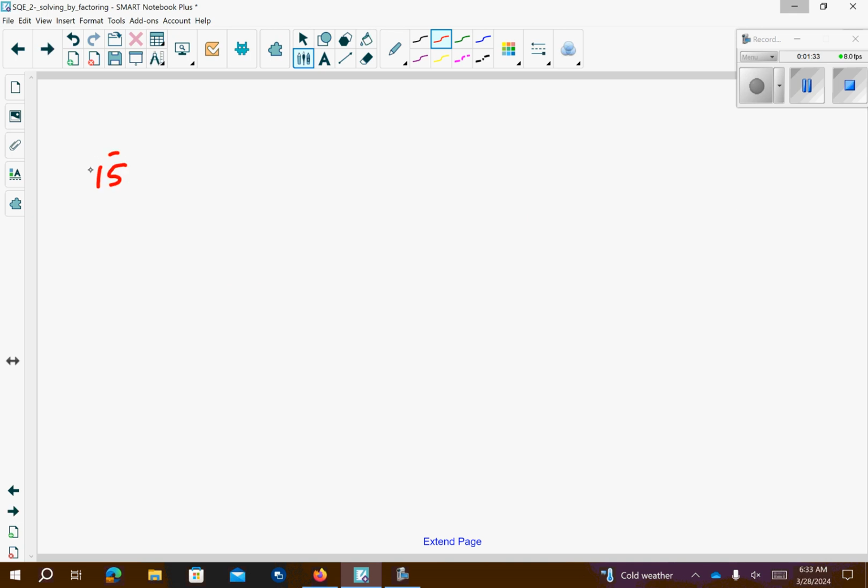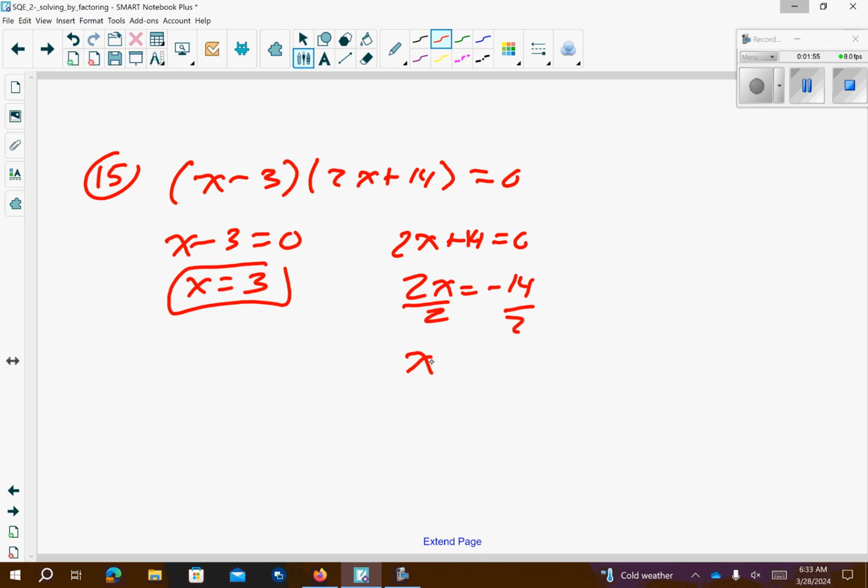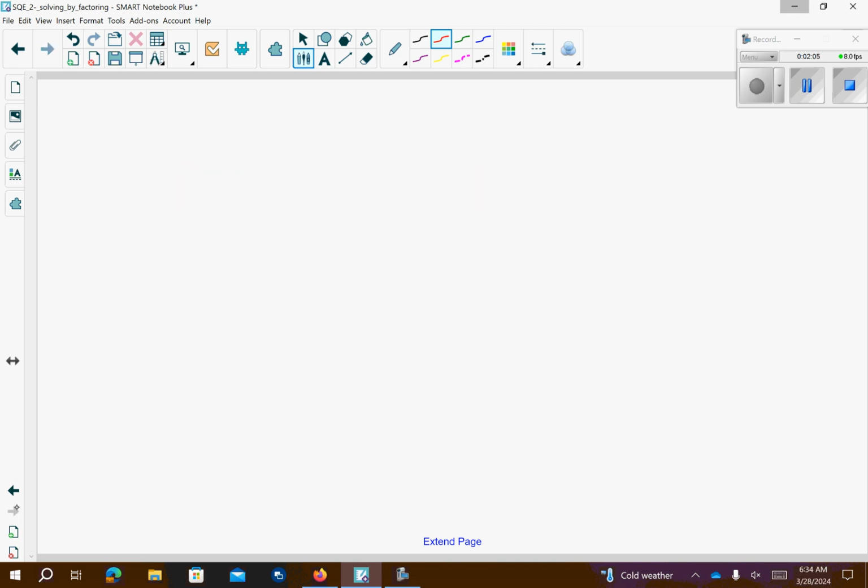Problem number 15. This is our problem. So set each of them equal to 0. Add 3 to both sides. Subtract 14 first from both sides. Then divide both sides by 2. So you get x equals negative 7. So again, if I had taken 3 and plugged it in for x, or I plugged negative 7 in for x, my answer would come out to be 0. So notice these are equal to 0.